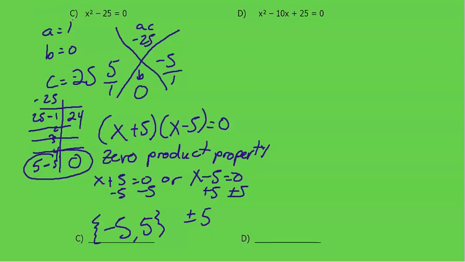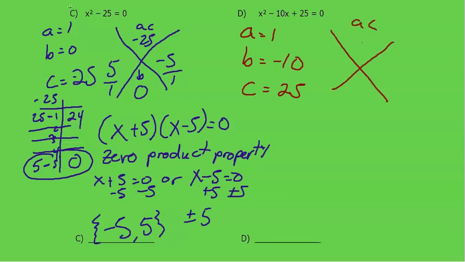You can also solve this one by taking square roots. We'll explore more of those kinds of examples in the next set of notes. Let's do one more example for this one. D. X squared minus 10x plus 25 equals 0. Identify A, B, and C. A is 1, B is -10, and C is 25.